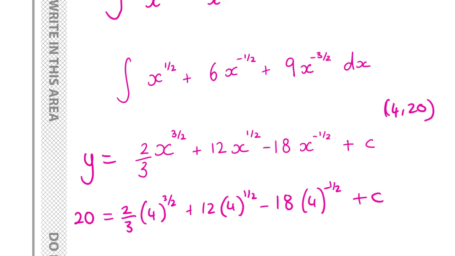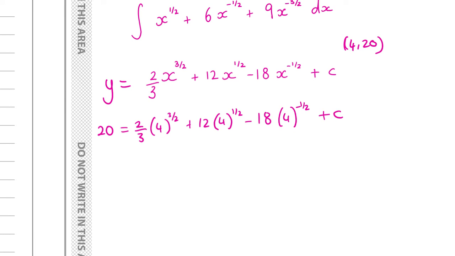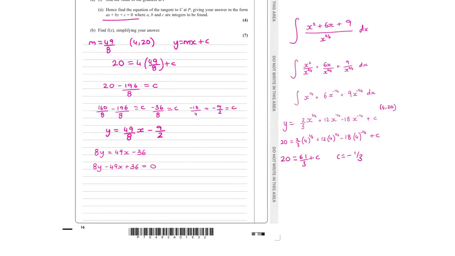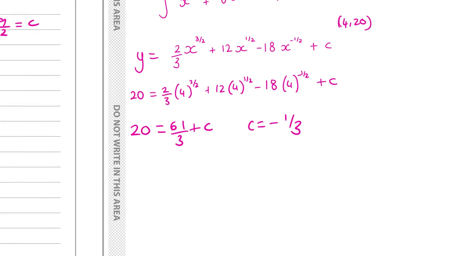Right, let me put this all in my calculator. Okay. I think I get 61 over 3 plus c. 20 minus that, I get c equals negative a third. Did anyone else get that? Yes. Fantastic. Okay. This is great. My calculator's working. So now we need to write the whole thing.